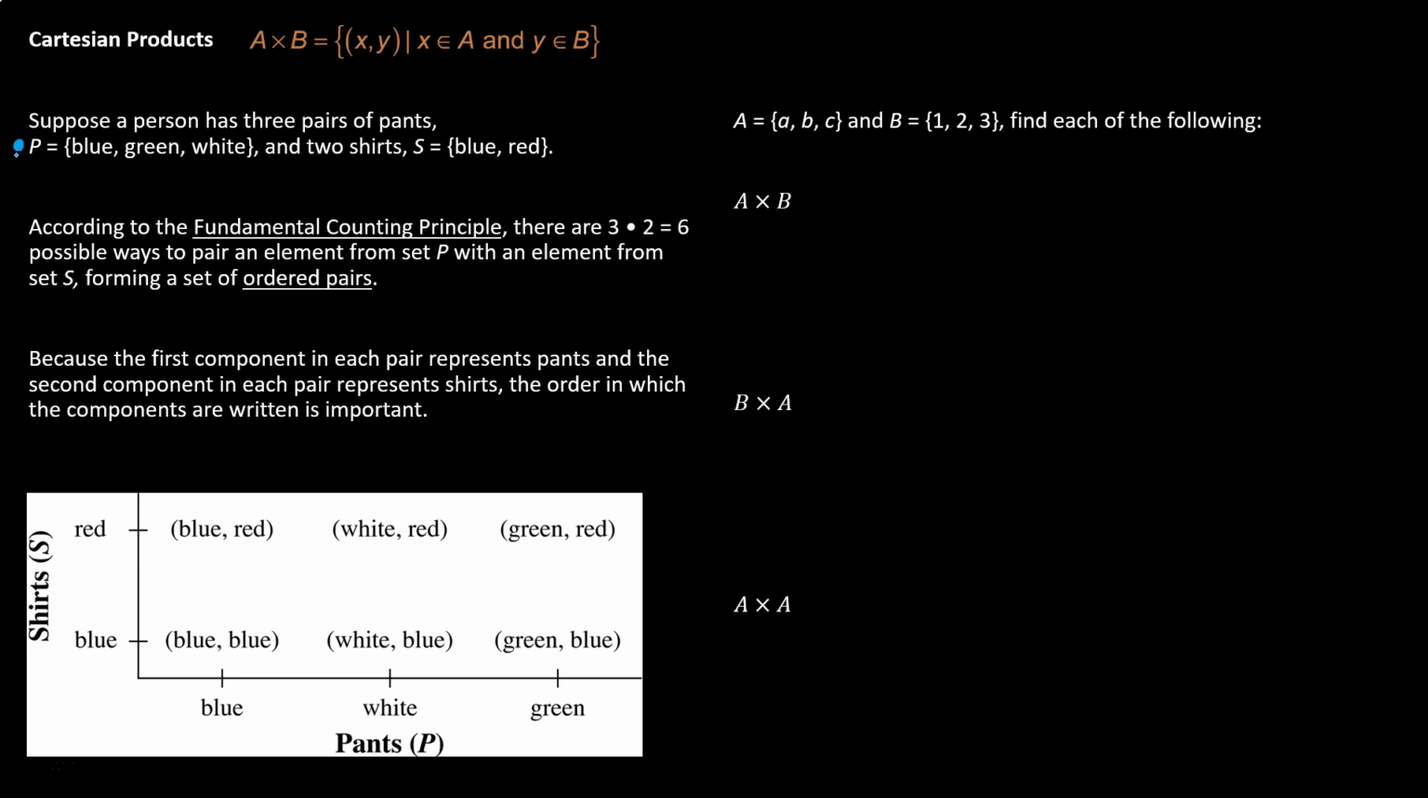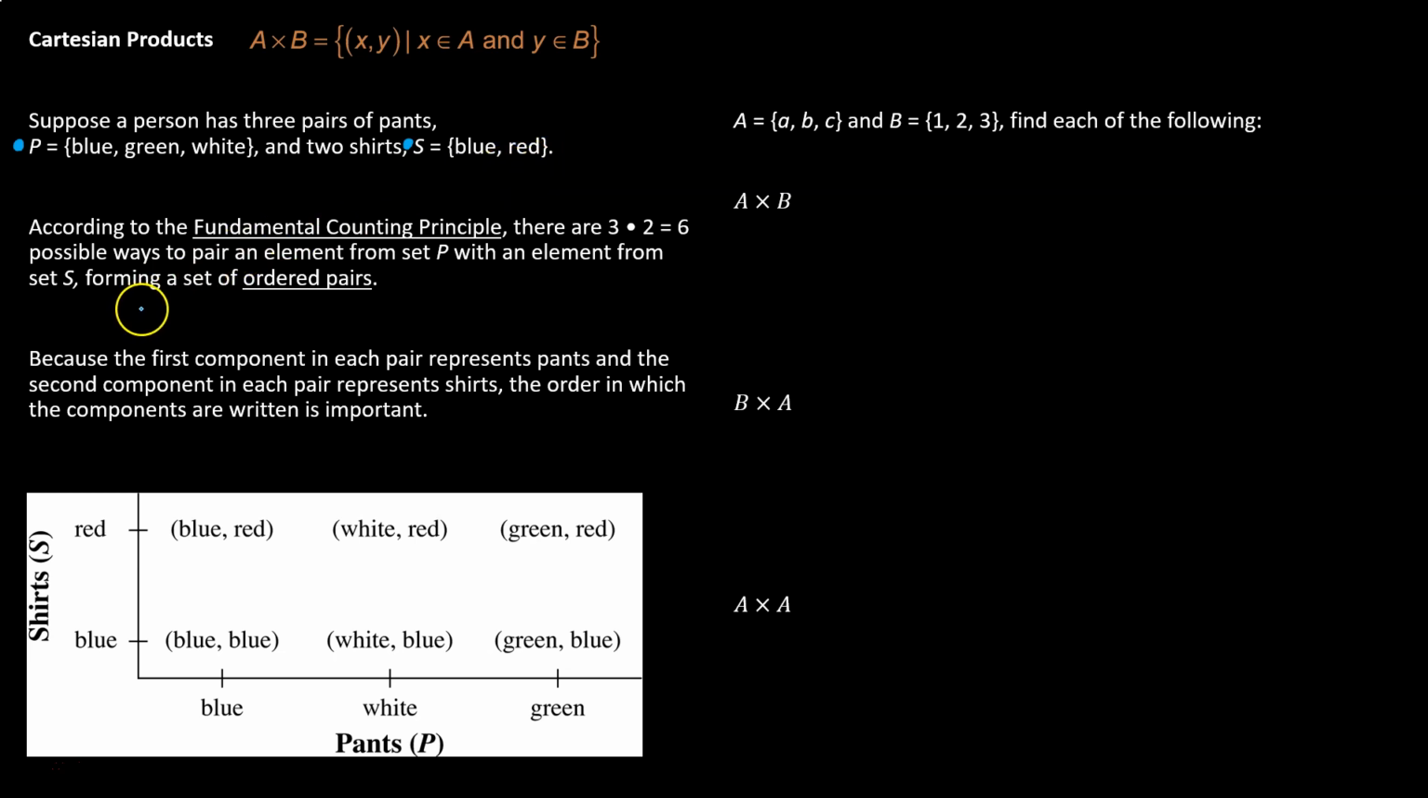Let's suppose a person has 3 pairs of pants that they can choose from in their wardrobe. One pair of pants is blue, another pair of pants is green, another pair of pants is white. Flashy. And they also have some shirts to choose from. They have 2 shirts that they know go with any of those pants. They have a blue shirt and they have a red shirt.